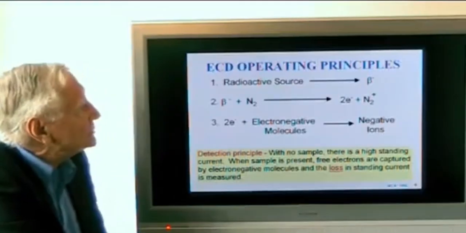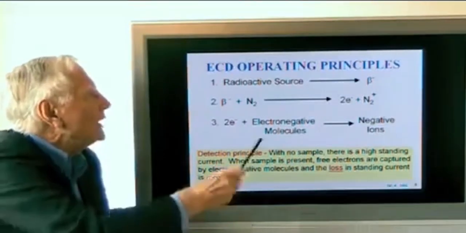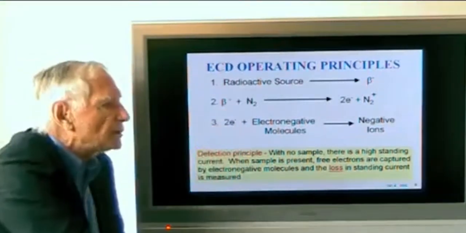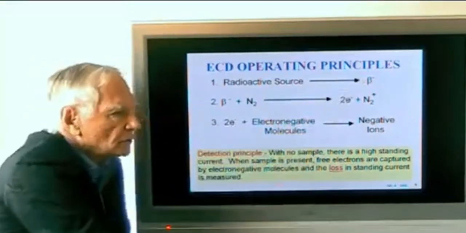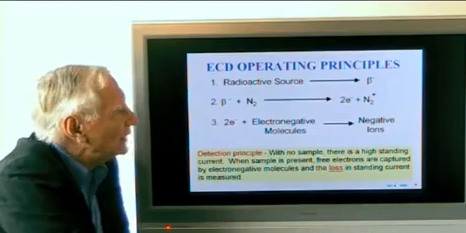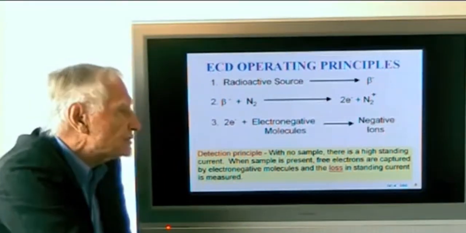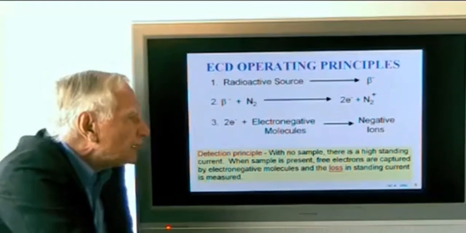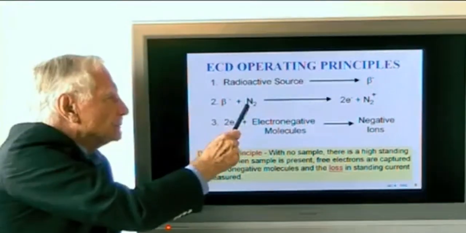The last detector discussed today is the electron capture detector. A radioactive source, today typically nickel-63, emits a very soft beta. Beta is just simply a slow electron. Carrier gas could be helium or nitrogen, typically helium. If helium is used as carrier gas, we introduce an extra supply of nitrogen.